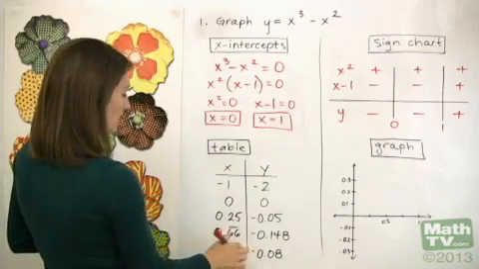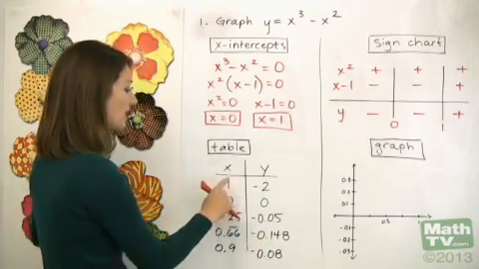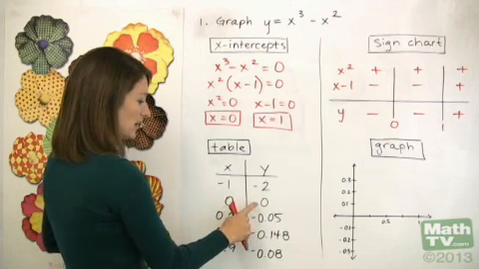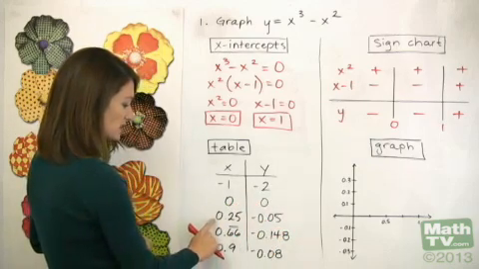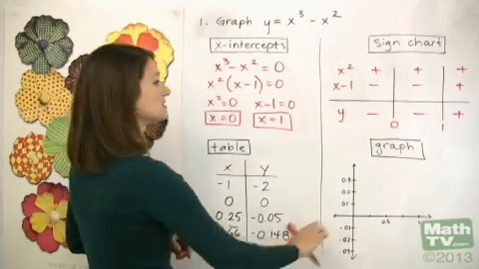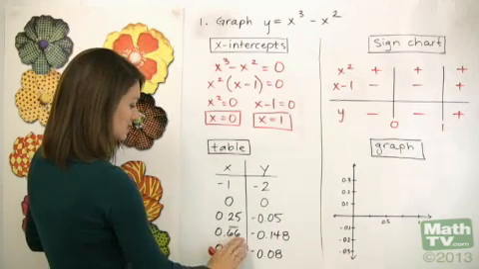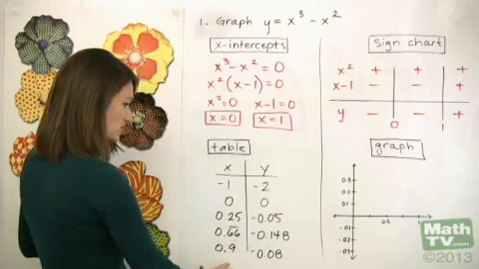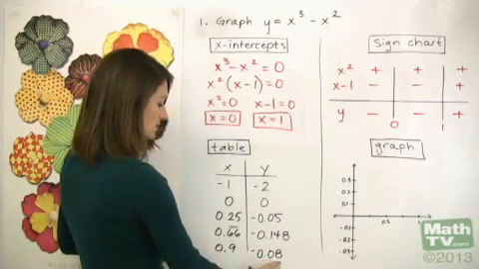So I've already gone through and I've chosen some values for x, and we've computed the values then for y. So when x is negative 1, y is negative 2. When x is 0, y value is 0, so it's going to cross through our origin. And we have a few others. At 0.25, we get negative 0.05, which corresponds then with our sign chart here. At negative 0.66, that repeats, our y value is negative 0.148. And then another one just to fill in the gaps at 0.9, we get a y value of negative 0.08.